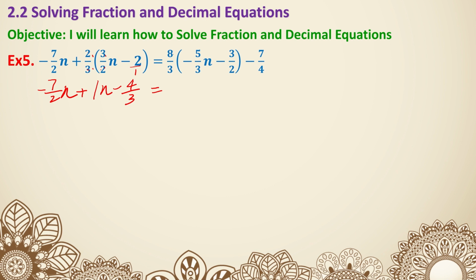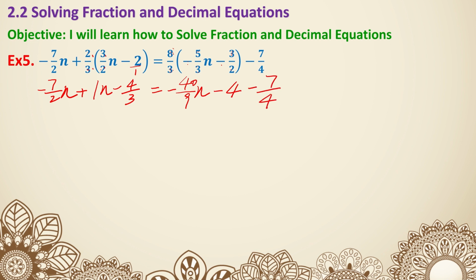On the right side, 8 over 3 times a negative 5 over 3. 5 times 8 on the top is a 40. 3 times negative 3 is a 9 with a negative sign in the front. And 8 over 3 times a negative 3 over 2. So that's a 24 on the top, a 6 on the bottom. So it's going to be a minus 4. And then minus another 7 over 4.